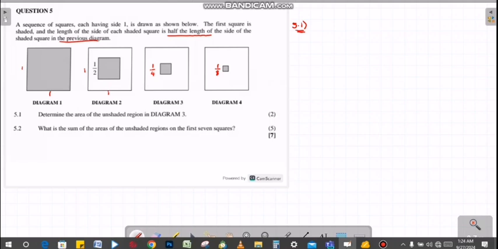says determine the area of the unshaded region in diagram 3. Okay, diagram 3. This is diagram 3. First thing, let's calculate the area of the whole square and subtract the area of the shaded part. Then we'll be done. So now area of square is side squared, which is 1 squared. 1 squared is 1 unit squared.